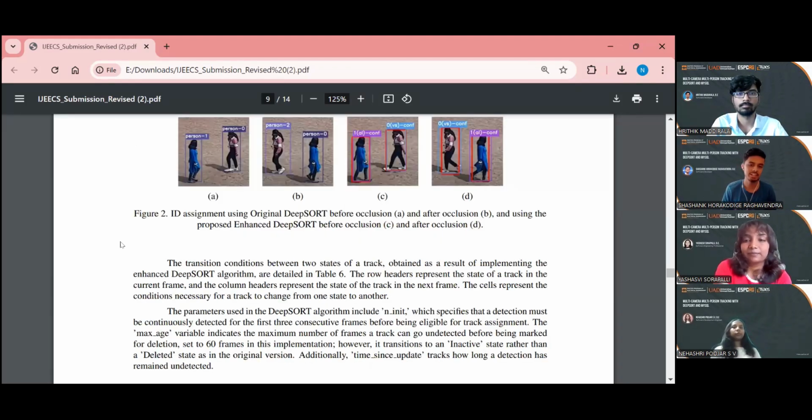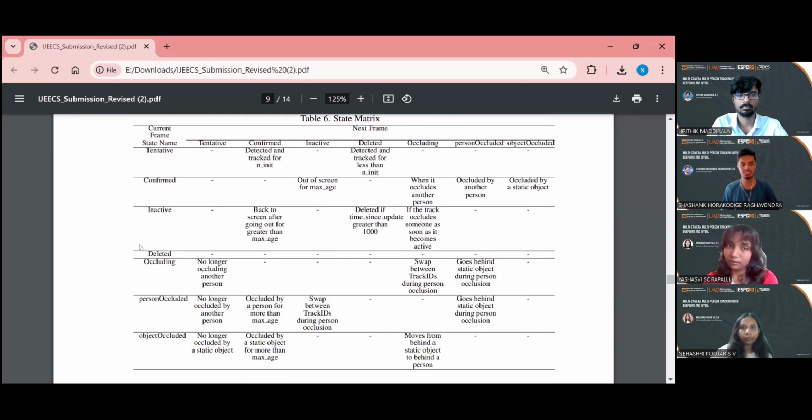Another novel thing that we did was derive the state matrix from what we observed in these videos. The state matrix describes what condition it takes for a track to go from one state to another. As an example, to go from inactive to confirmed state, it has to be back on screen after going out for greater than max stage frames. Every cell in this matrix represents the change conditions, and the hyphens represent either that it is the same state or that it can't go from one state to another.